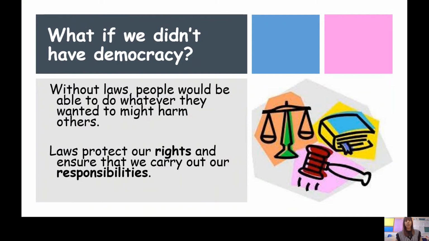So without law, without having the right to vote for people to lead the country and for them to have the opportunity to listen to our ideas and put laws in place, people would be able to do whatever they wanted. And unfortunately, that might lead people to making negative decisions or making the wrong choices, which could negatively impact others. So laws protect our rights, which remember we looked at last week with Ms. Turley, and ensure that we carry out our responsibilities. They give us really good guidelines on how we should live our day-to-day lives in the society that we live in.